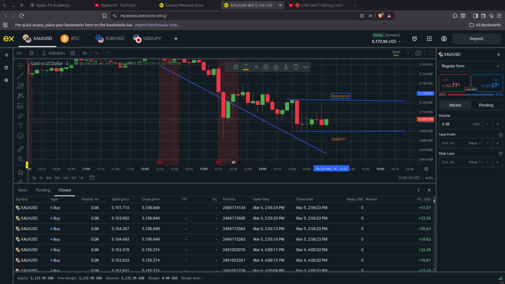Let's analyze these charts together. But I don't want us to take any trade that closes in losses. We have to take only trades that close in profits. We are only going to deal with TPs today.